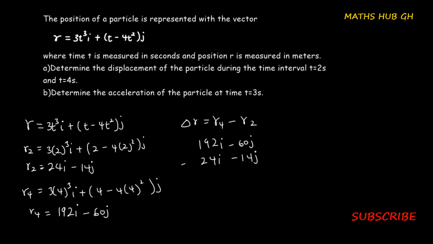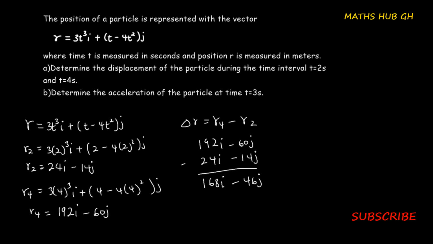So let's do this computation and see what you get. I'm going to have 192 minus 24. That gives us 168i. Let's look at the second term. We're going to have minus 60 minus 14, then that gives us a value of minus 46j. So this will be the value for the displacement within the time interval 2 seconds and 4 seconds.